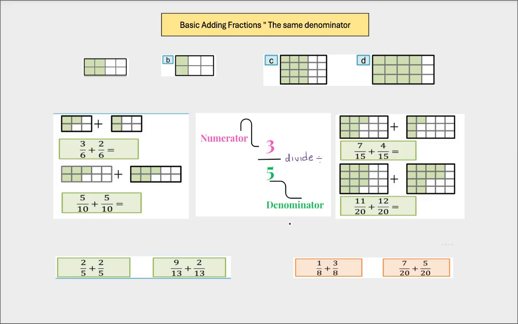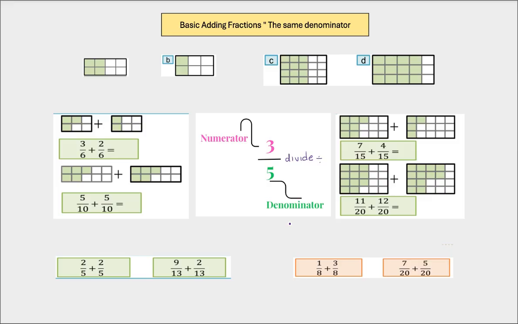Let's do our denominator. The denominator is out of 6. There's 6 squares, and we've got 2 shaded. That's going to be our numerator. Can we simplify it? Yes, we can, because 2 goes into 2 once, and 2 goes into 6 3 times. So there's our answer, 1/3.